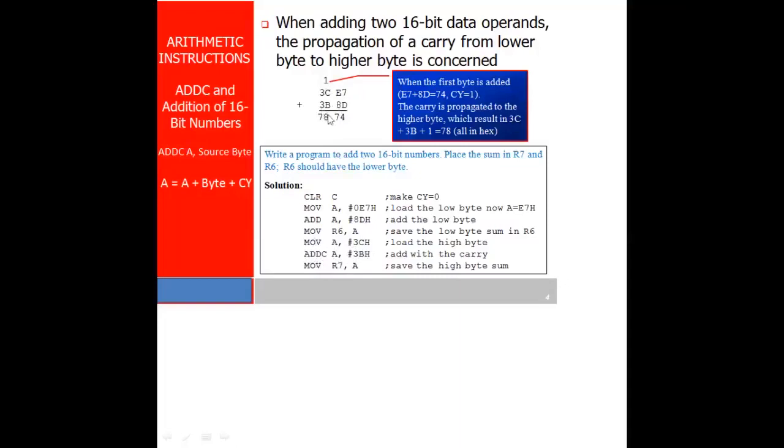So it will add the accumulator, the byte, and the carry. All three will be added at the same time, and it will generate the result which will be stored inside the accumulator. Okay. So from the accumulator, I shall transfer the data to R7, as per the instruction that is given inside the question.